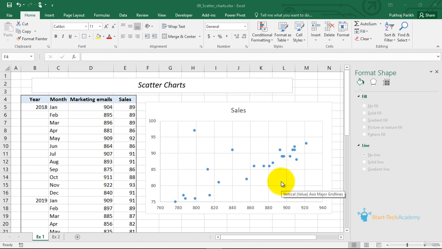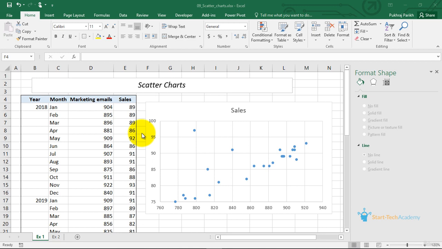In this example, I have taken the monthly marketing emails that a company is sending and the corresponding sales it is obtaining. So in the month of January 2018, the company sent out 904 marketing emails and the amount of sales that it did was 89. So the question that I want to answer is: is there any relationship between marketing emails and sales?